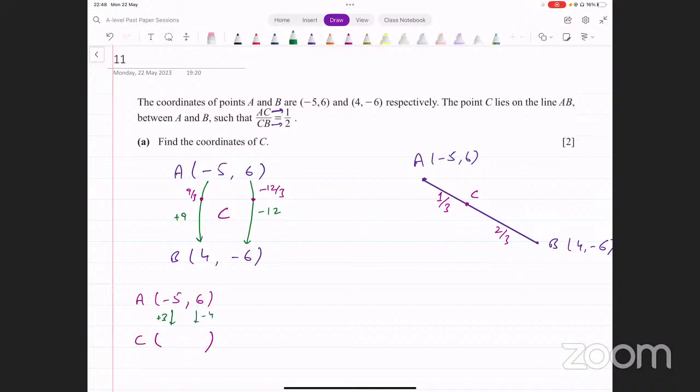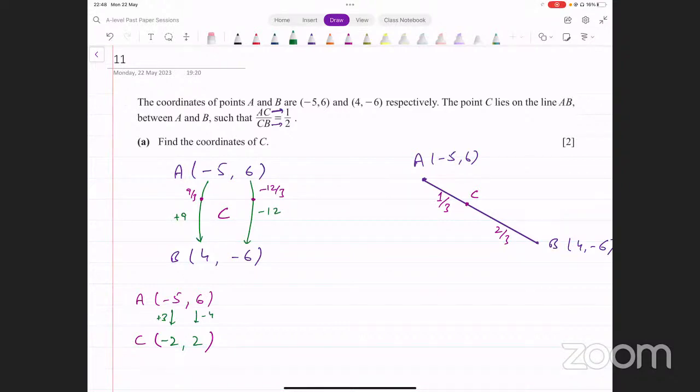तो आपको C पॉइंट क्या मिल जाएगा फिर? दैट शुड बी -2, right? -5 + 3, that's -2, and then 6 - 4, that is 2. So the coordinates of C therefore should be -2 and +2. That should be your final result here. C के coordinates आपके पास ये आने चाहिए.